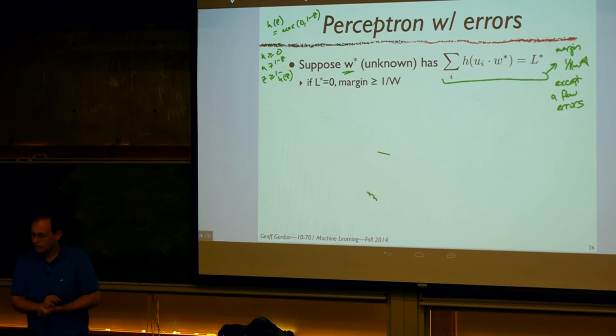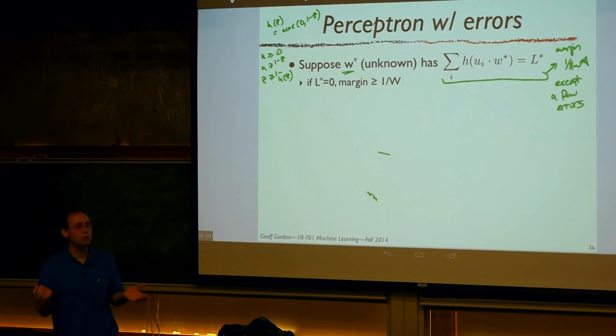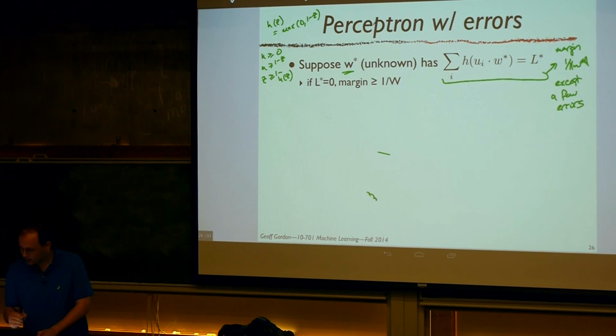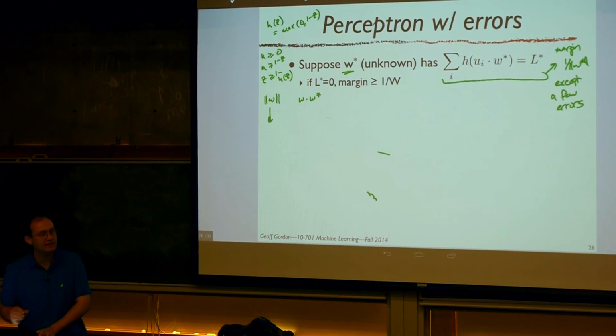So let's analyze. I guess the first thing we want to say is that we're going to analyze the same quantities that we did before, almost. We're going to analyze the norm of W, and we're going to analyze W dot W star. And the analysis for the norm of W turns out to be exactly the same as it was before, except that now M counts margin errors instead of errors, right? No, I'm sorry, M still counts just plain errors.